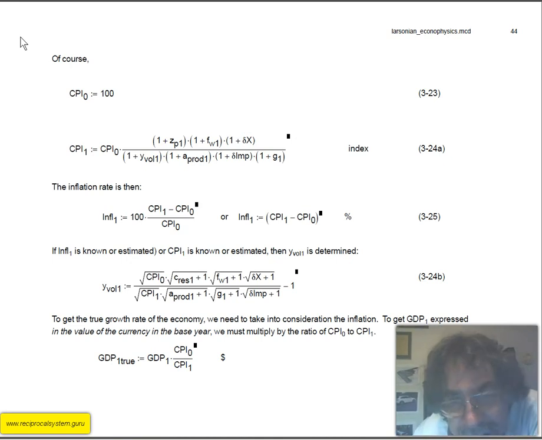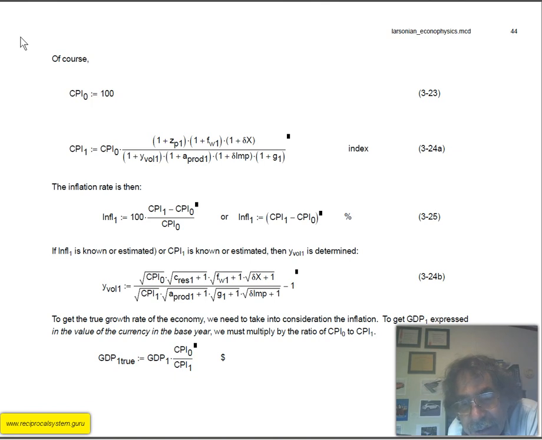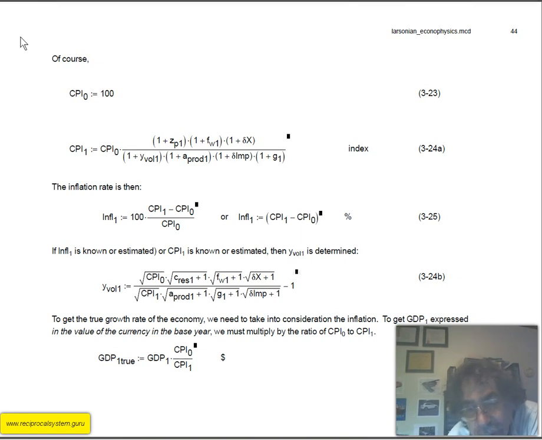And, of course, CPI sub 0 is just set to 100 by convention. And so we get CPI sub 1 equals CPI 0 times that factor, equation 324a, that's the index. And so the inflation rate in year 1 is equal to 100 times CPI 1 minus CPI 0 divided by CPI 0. Or inflation sub 1 equals simply CPI 1 minus CPI 0. Right? If inflation sub 1 is known or estimated, or CPI sub 1 is known or estimated, then Y sub vol 1 is determined.